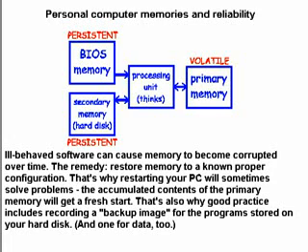But just because the hard disk and BIOS are persistent does not mean they cannot be rewritten. After all, the former is used to record user data as well as programs. And sometimes we want to change the programs recorded on the hard disk and in the BIOS as well. Unfortunately, ill-behaved software can cause memory to become corrupted over time. The remedy is to restore memory to a known proper configuration. That's why restarting your PC will sometimes solve problems. The accumulated contents of the primary memory will get a fresh start.